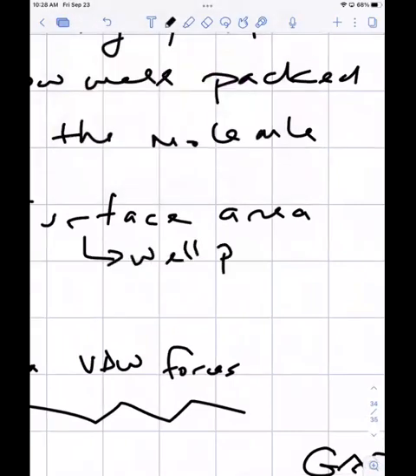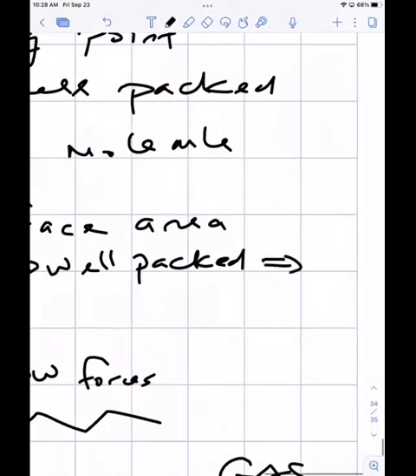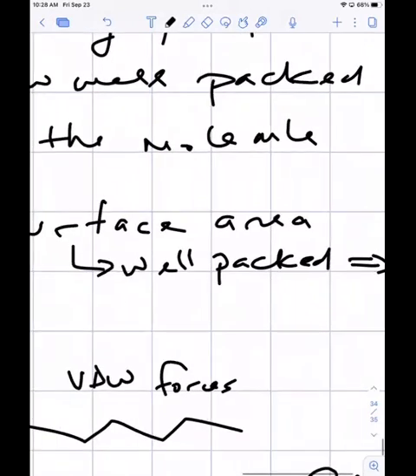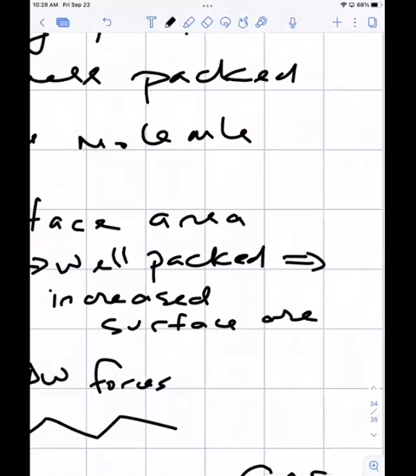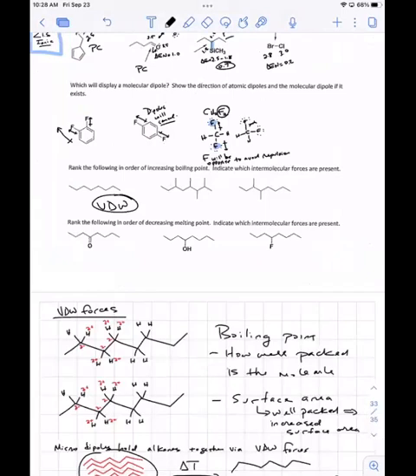So well packed implies increased surface area. Right, so you got more touch points, more places where those little micro dipoles can line up and be attracted to one another. And if that's the case, then it's going to change the physical properties.